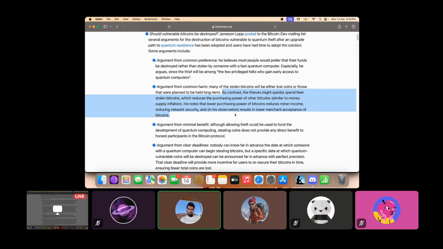On the contrary, if somebody stole those bitcoins, then they might actually spend those stolen bitcoins. Like nobody wants to keep stolen bitcoins in possession, so they might liquidate it, they might swap it for fiat currency, they might purchase objects with it, right? Thereby reducing the value of the entire network. So this will reduce the purchasing power of the entire network.